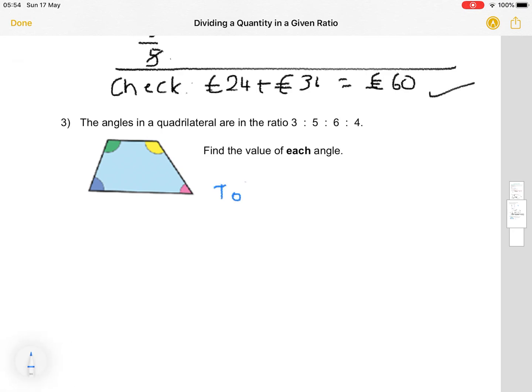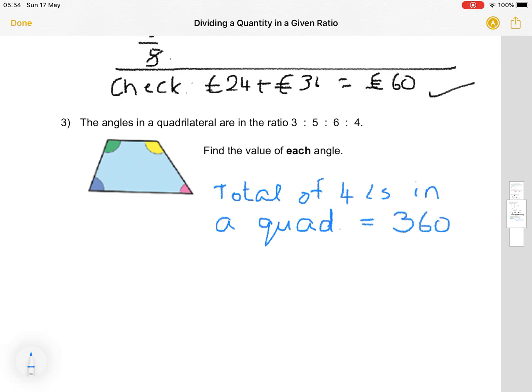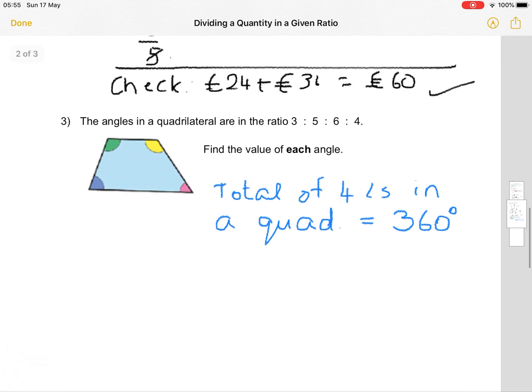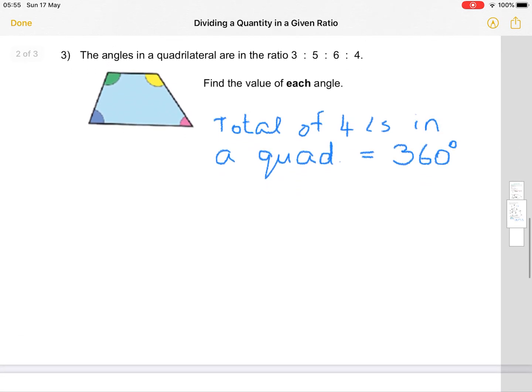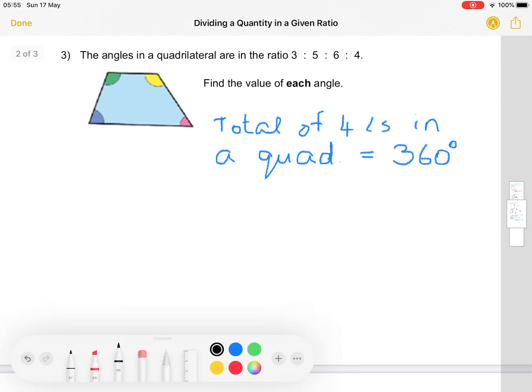Total of angles. A quadrilateral has 4 angles. The total is equal to 360 degrees. That's very important. So that is our quantity, okay? Now our ratio has 4 parts, okay? So we must repeat the process with the 4 parts.